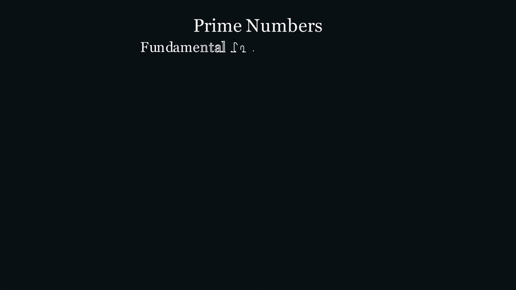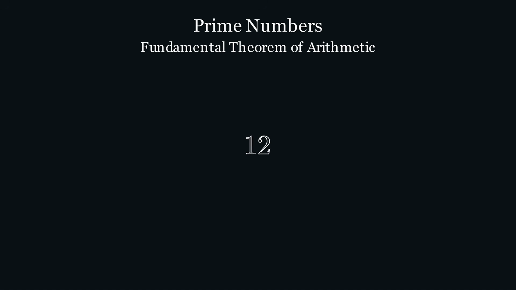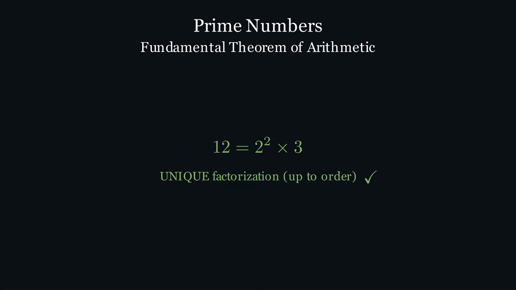The fundamental theorem of arithmetic states that every integer has exactly one prime factorization, disregarding order. The number 12 factors as 2 times 2 times 3. No other combination of primes produces 12. This uniqueness means each integer has a distinct prime structure.